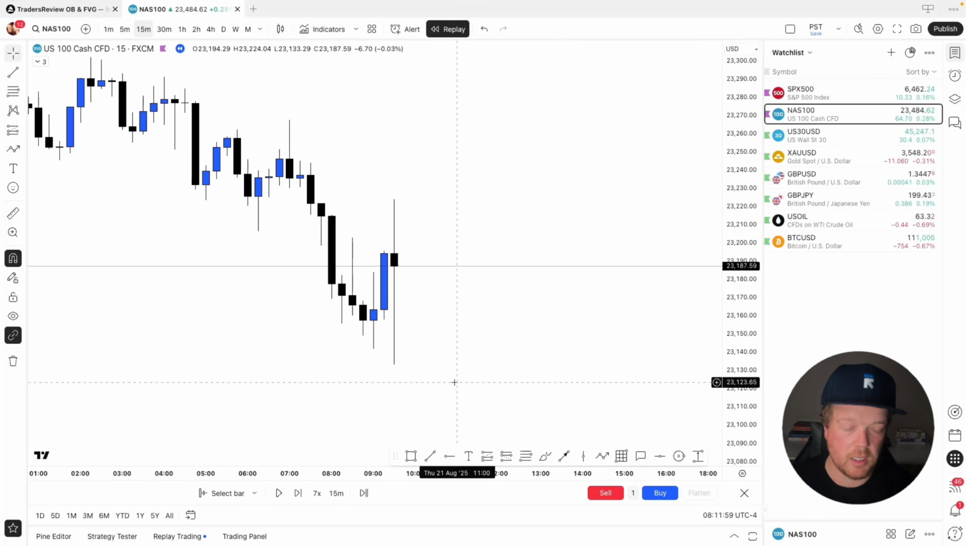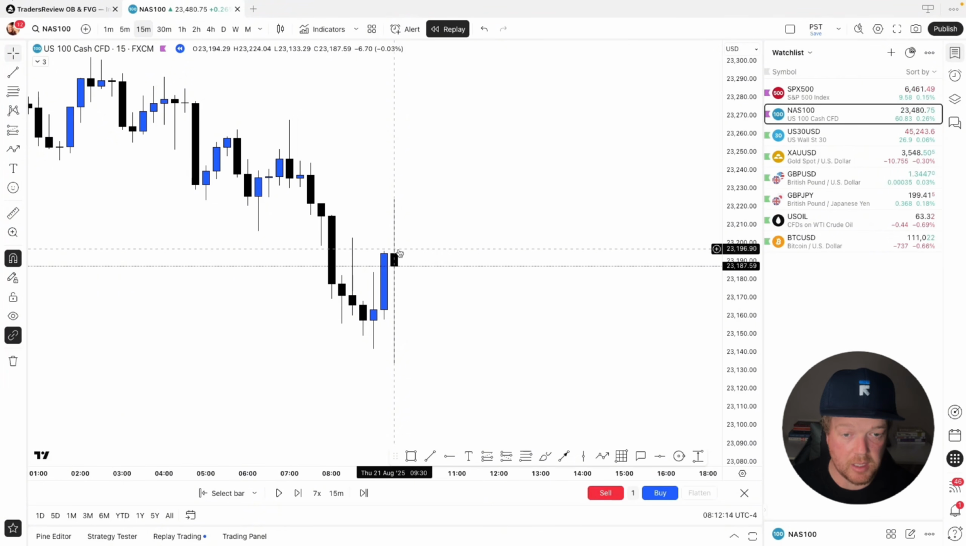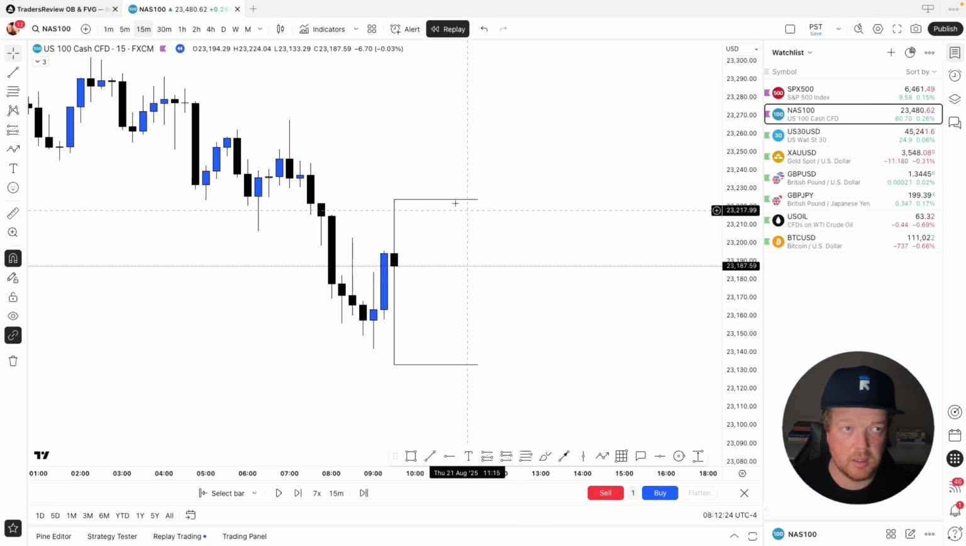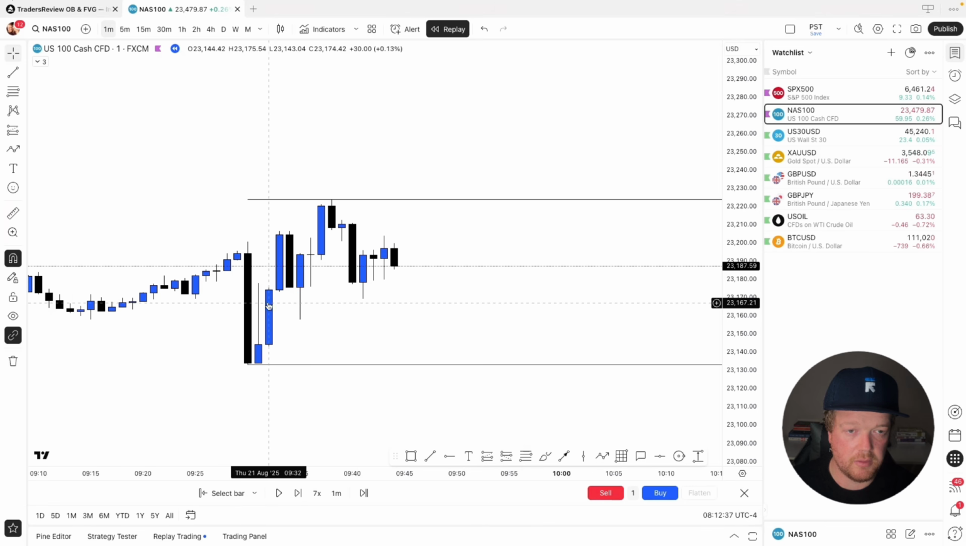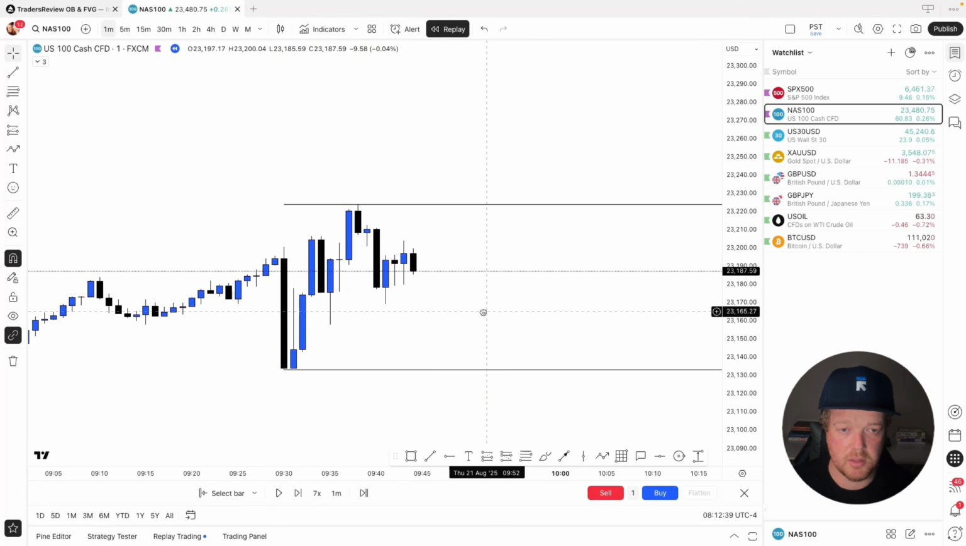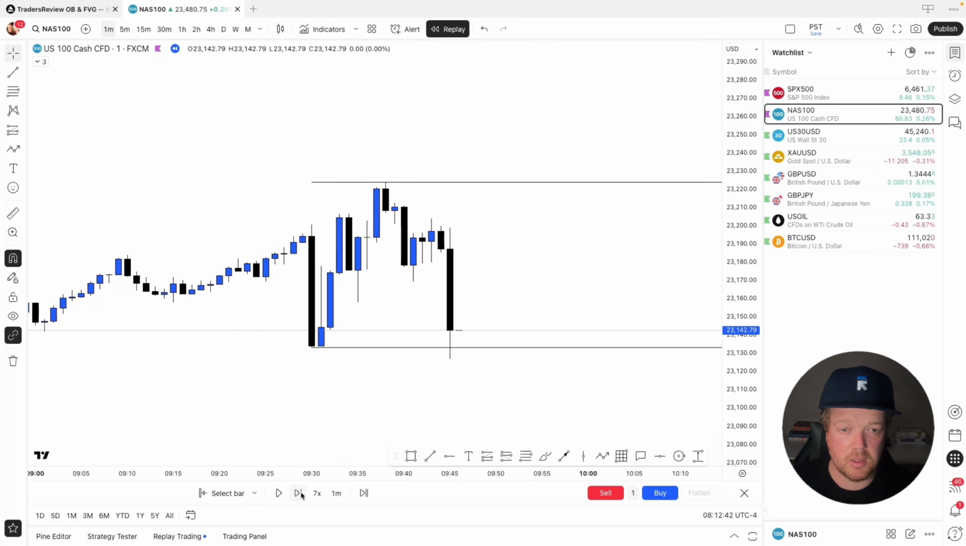All right, so let's have a look at the first example. As you can see, 9:30 right over here. We are on the 15 minute. So we want to wait for this candle to close at 9:45. We want to mark out the high and the low of the first 15-minute candle, and then we are going to jump to the 1 minute. Here you can see 9:30, so 15 minutes has passed. So let's play price forward and see what happens.